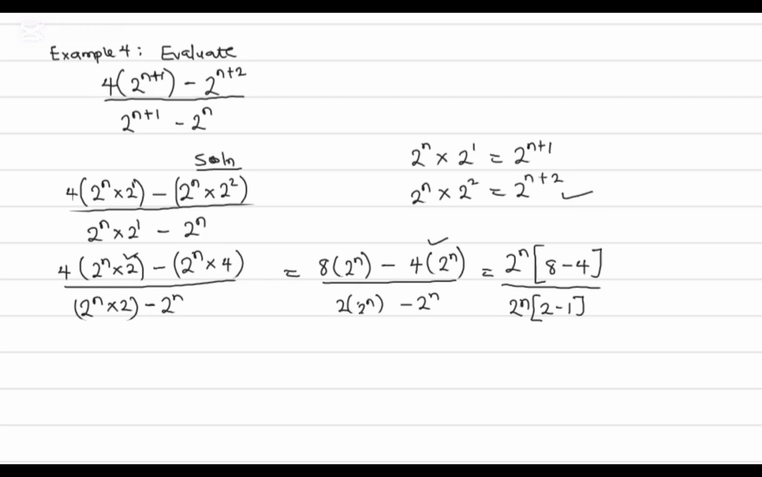So, we are as good as almost being done. So, this is 2 raised to power n. 2 raised to power n can cancel 2 raised to power n first of all. So, we have 8 minus 4, and that happens to be 4 over 2 minus 1, which happens to be 1. So, my answer is simply 4. So, that's that about that.